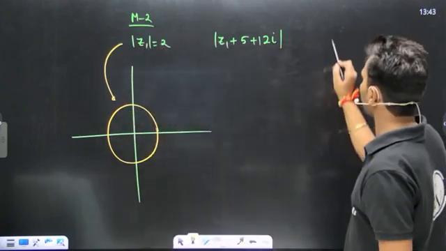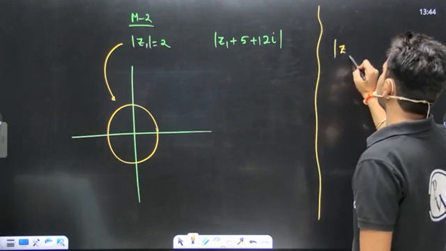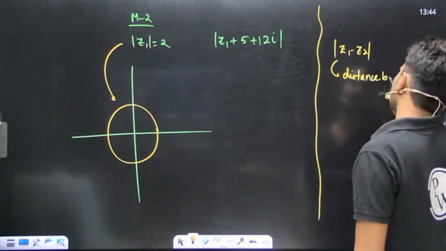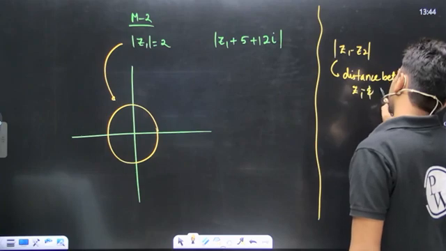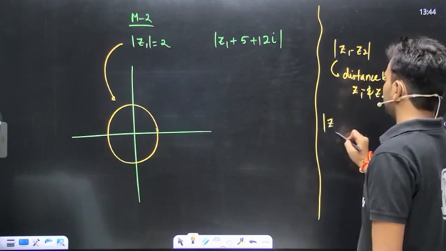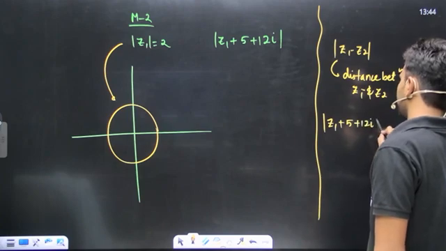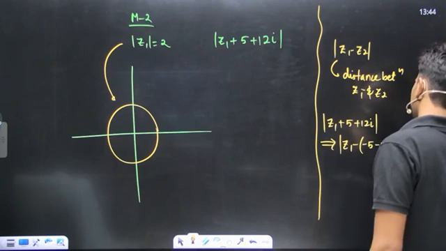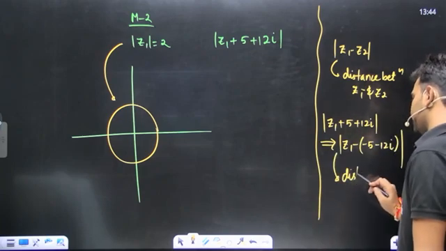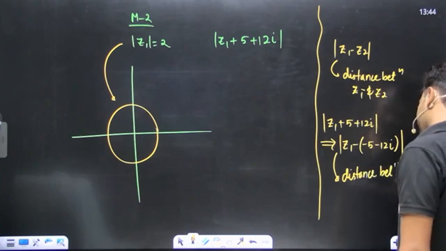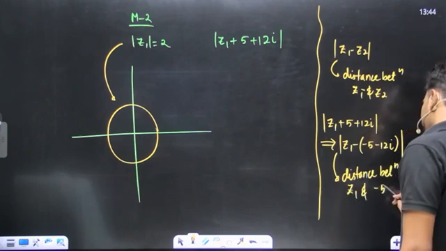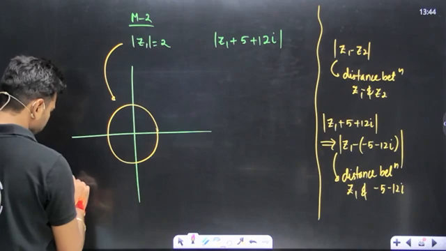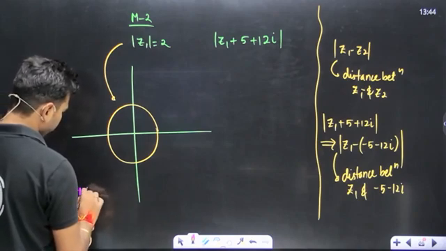Okay. And I hope you guys know that |z1 - z2| is nothing but the distance between complex numbers z1 and z2. So if I'm talking about |z1 + 5 + 12i|, then this can further be written as |z1 - (-5 - 12i)|. That means this can be rewritten as the distance between z1 and -5 - 12i. The point -5 - 12i will be lying somewhere over here. That is (-5, -12). Yes or no?